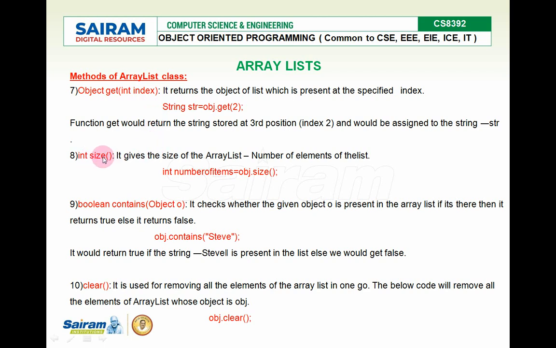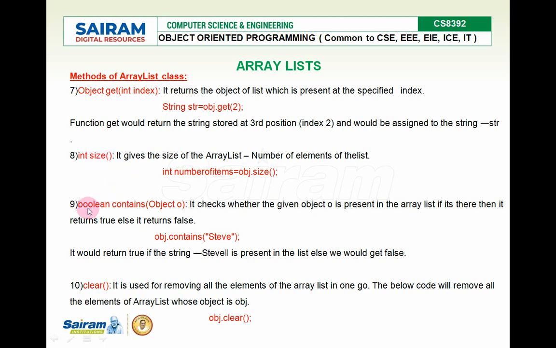Next is int size(). The return type is integer. We know that size is the function which gives how many elements are in the array list, the total number of elements. So obj.size returns an integer value, the number of elements in the list, given to this variable, numberOfItems. It is an integer type, right? So get(index) gives the object at the given location, and size returns the number of elements in the array list.